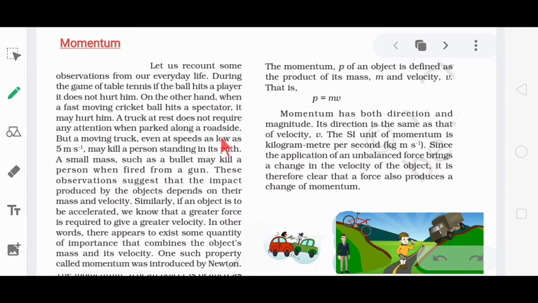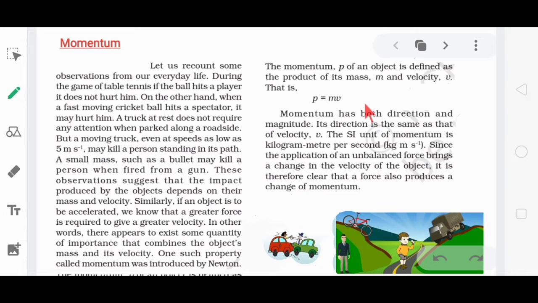Similarly, if we want to provide some acceleration to a body, we need greater force if we want to give a higher velocity to the body. And if the body has more mass, we need to exert more force. So a physical quantity is considered, which is called momentum, represented by P, and it was introduced by Newton. The momentum P of an object is defined as the product of its mass m and velocity v.